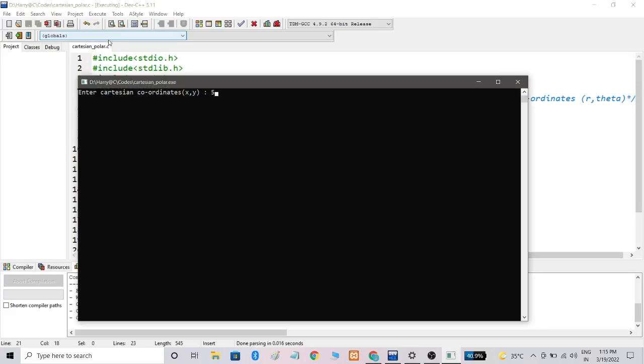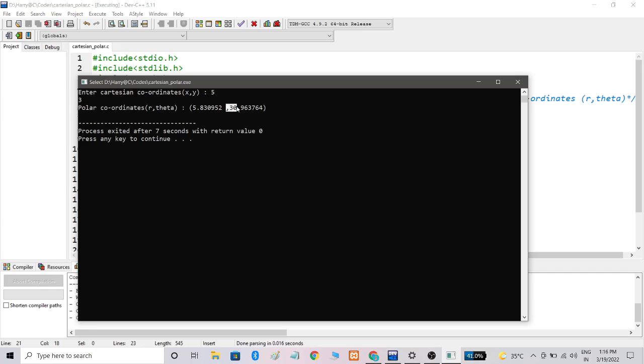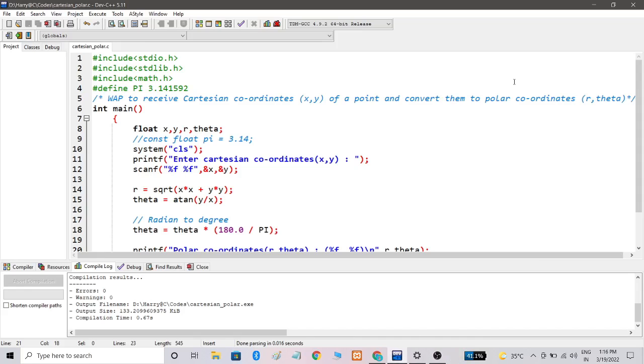Suppose I am taking the values as 5 and 3. So the polar coordinates will be: r will be 5.83, and theta we have converted into degrees. This is the degree value. The radian value will be something else. Let's use a scientific calculator and calculate this value.